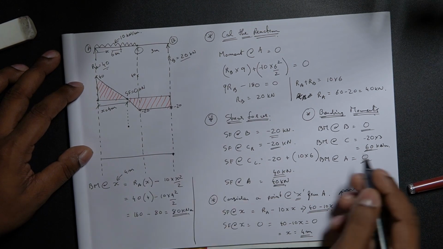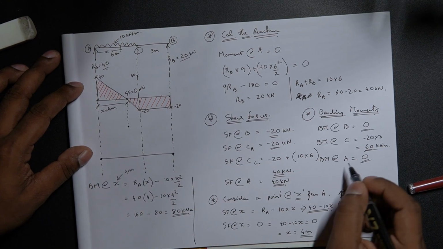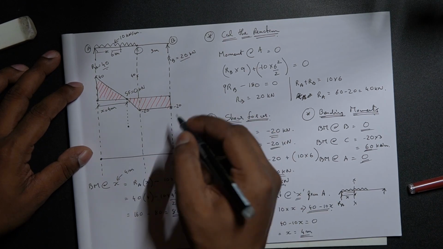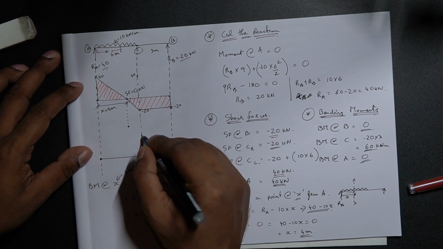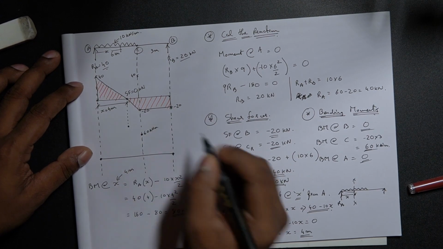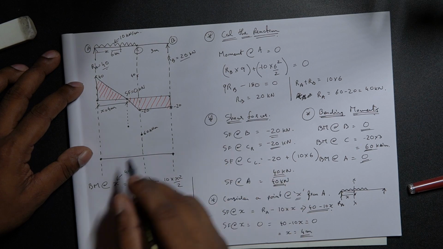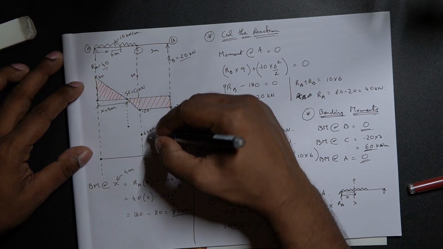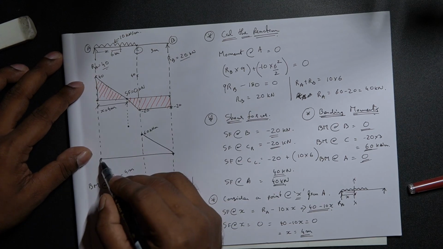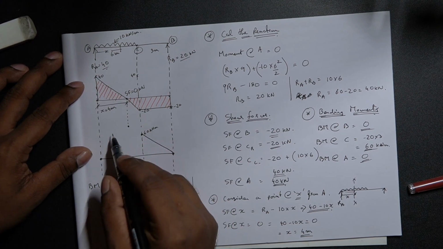Let's just draw the remaining bending moments first. Bending moment at B is 0, so there will be no change. Bending moment at A is 0, so there is no change. Bending moment at C is 60 kilonewton meter positive, so 60 is somewhere over here. Let's just put it over here, 60 kilonewton meter. Since this is a point load, it will be linear. This is a UDL, it would be parabolic.